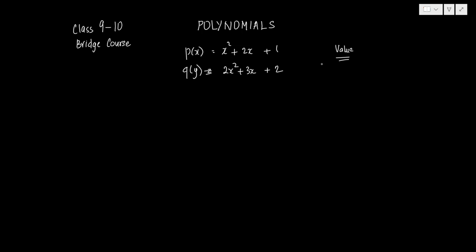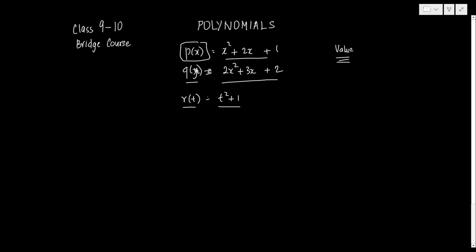Okay, now we are going to talk about what is called the value of a polynomial. These two are polynomials, obviously. Polynomials can also be written as P of x or Q of y. I'm sorry, this should be x. This is a normal way of representing polynomials. I can also write R of t is equal to t squared plus 1. This is a polynomial.